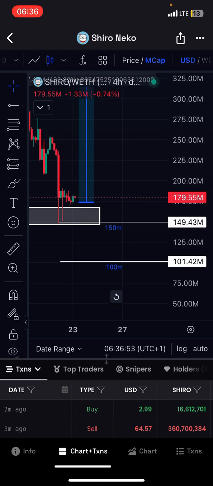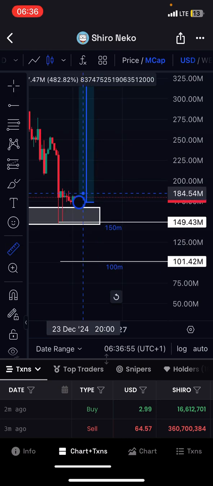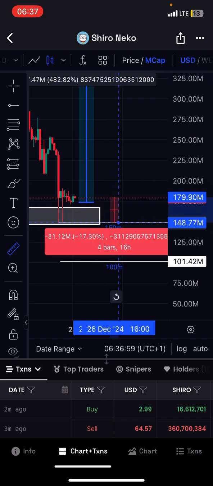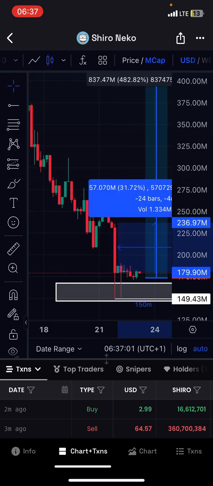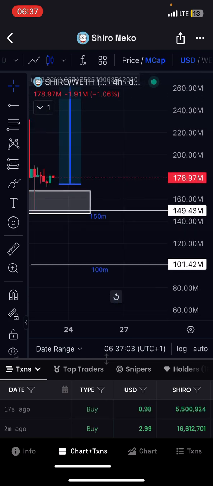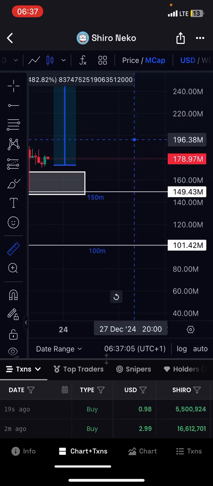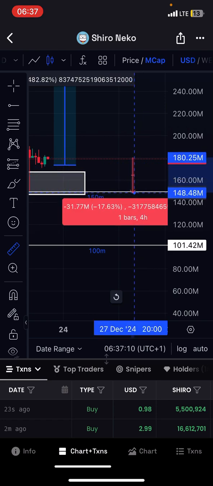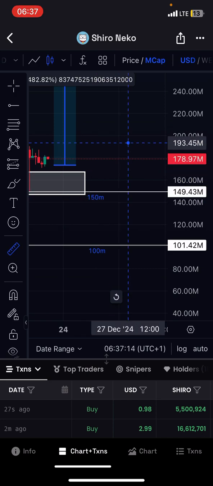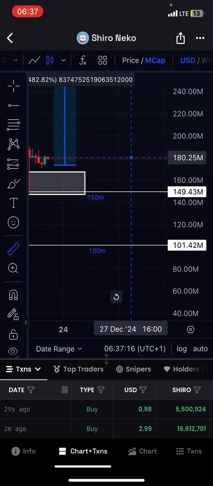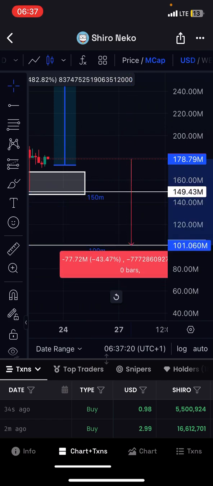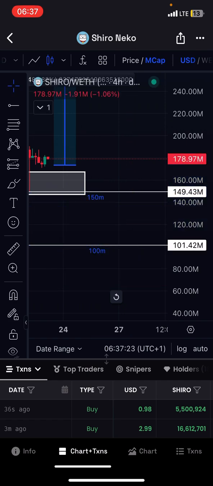At these levels, you take the measuring tool from the current market price and drag it down to the first one, 150. You get to see it is displaying 17% to us. Let me do that once again in case you missed it. It is displaying about negative 17%. Now we also take from current market price all the way down to 100 million, and this is displaying negative 43%.